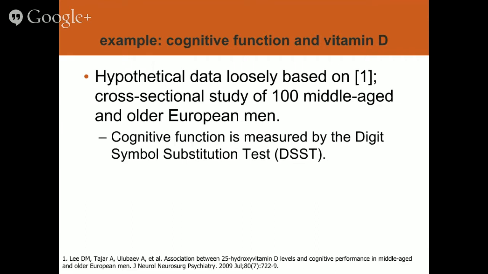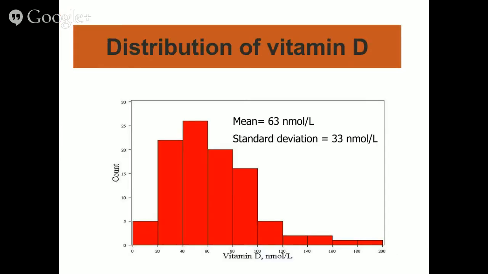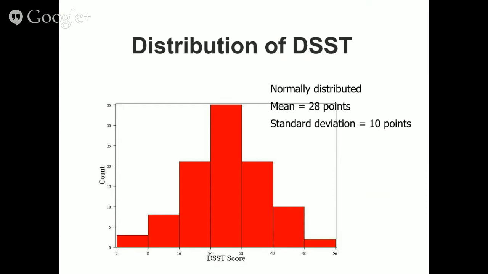So this study looked at 100 middle-aged men and attempted to ascertain, is there a relationship between cognitive function as measured by DSST and how much vitamin D they were taking in? So the first thing we do is we look at the actual variables. So the vitamin D variable is continuous. It's relatively normally distributed, skewed positively slightly, but it looks like a traditional continuous variable. And the DSST, or cognitive function variable, is also a continuous variable, perfectly normally distributed.